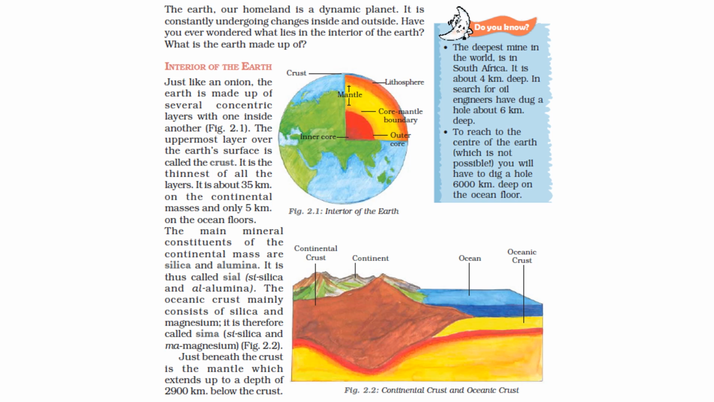Children, the Earth is made up of several concentric layers, one inside the other. It is like an onion shape. Number 1. Crust. The uppermost layer over the Earth's surface is called the crust. It is the thinnest of all the layers. It is about 35 km on the continental masses and only 5 km on the ocean floors.